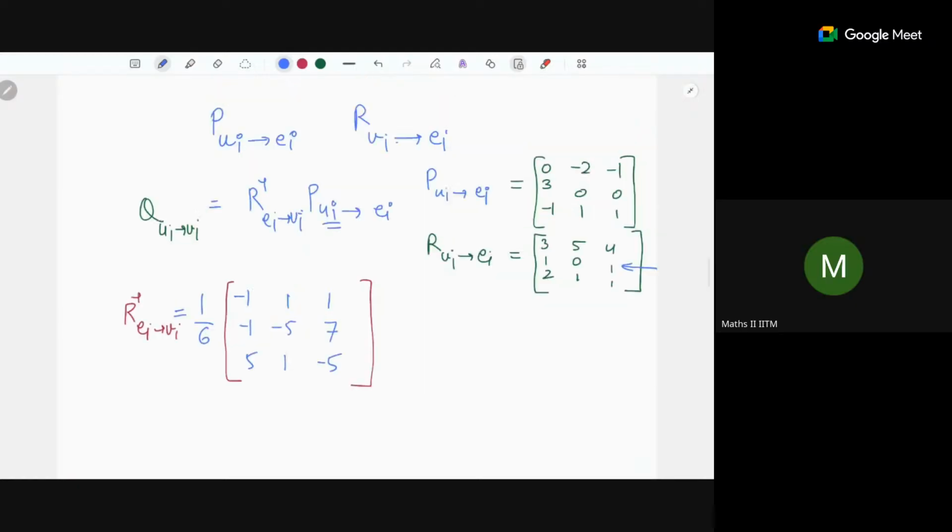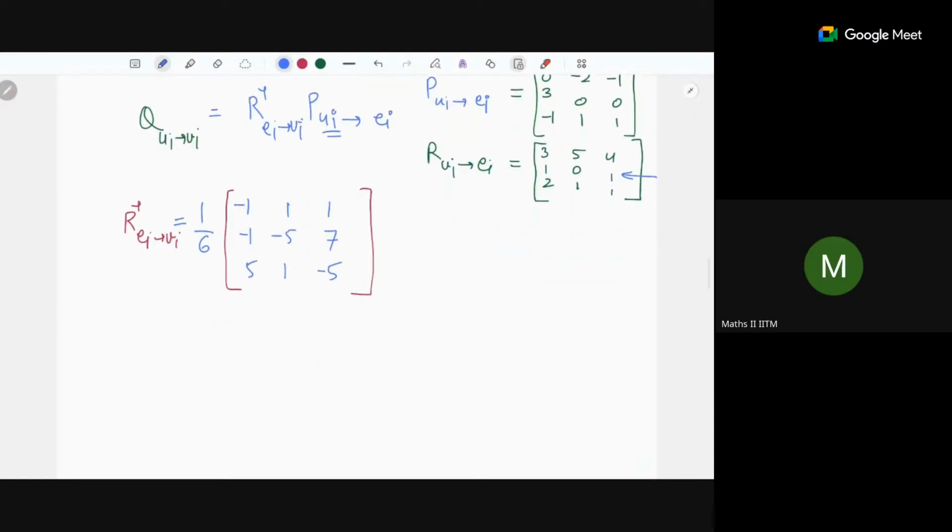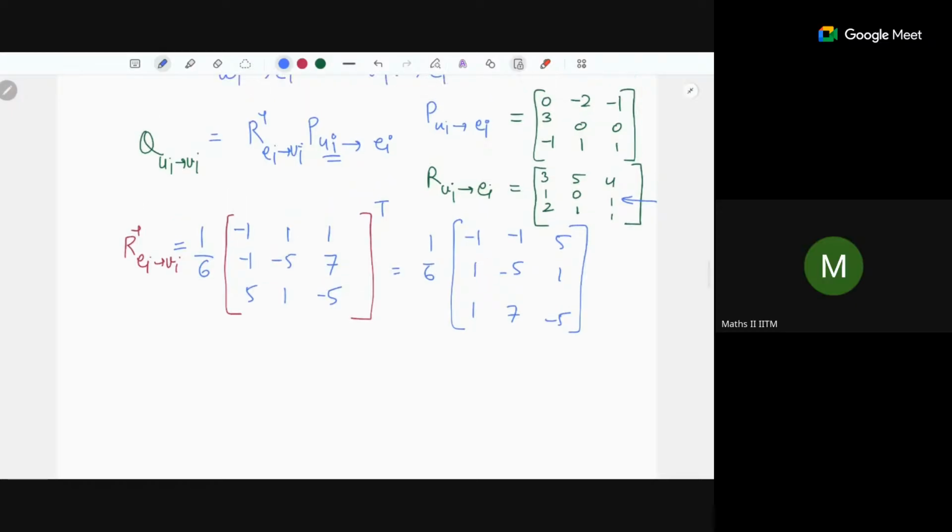Okay, so now let's multiply them. So now we need to take the transpose of this, sorry. So 1 over 6 transpose of this matrix will be minus 1 1 1, minus 1 minus 5 minus 5 1 minus 5. Right, okay, so now this matrix times P. So minus 1 0 minus 3 minus 5 minus 8.